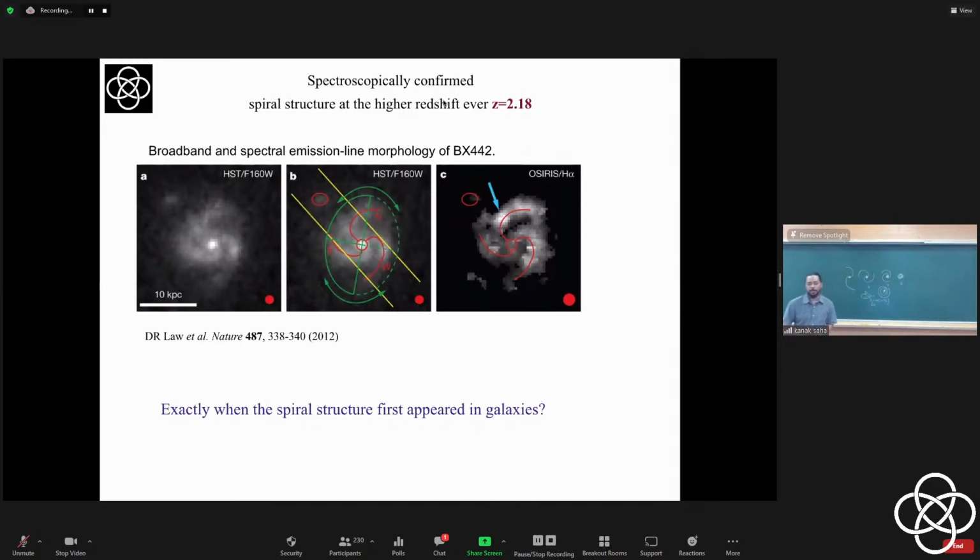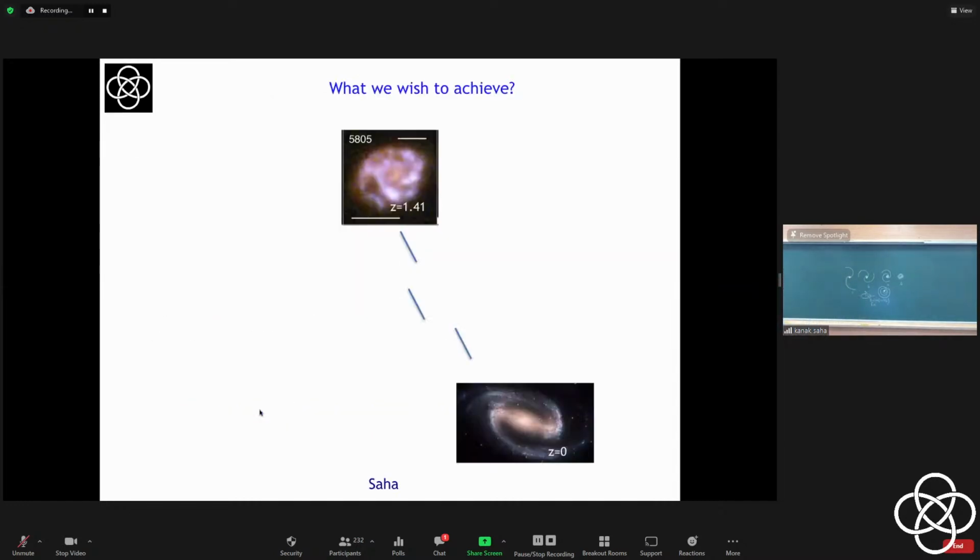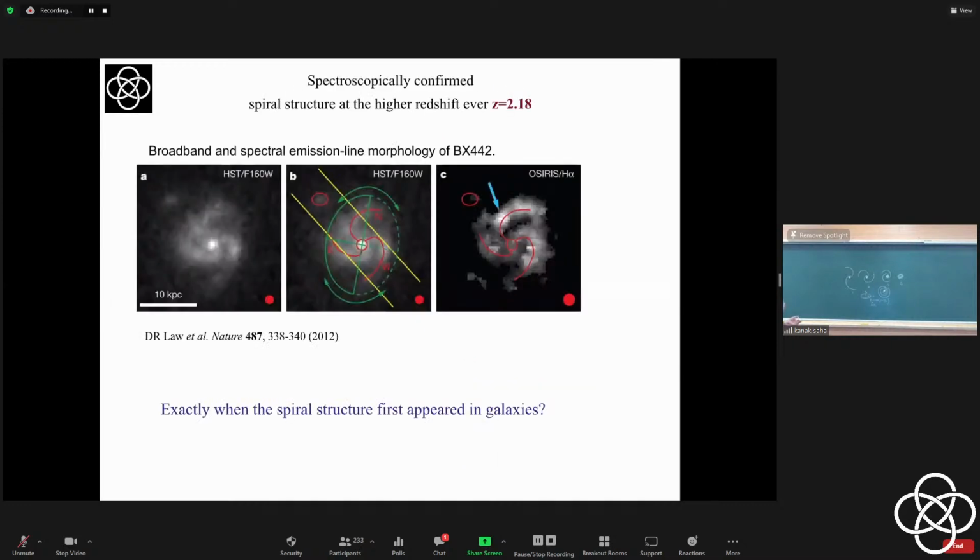Okay, this appeared in Nature almost 10 years ago. And so the question about the Hubble tuning fork diagram is: when did the first spiral structure appear in galaxies? Was it redshift 2? Was it redshift even earlier? We don't know this question very well unless we have many such observations like this redshift 2 and maybe beyond. Then we would know it very well.